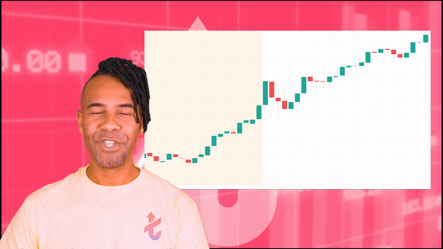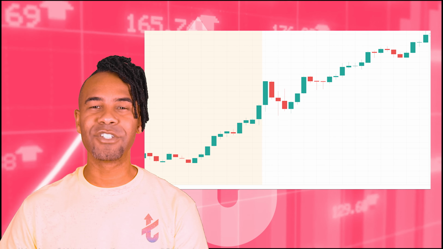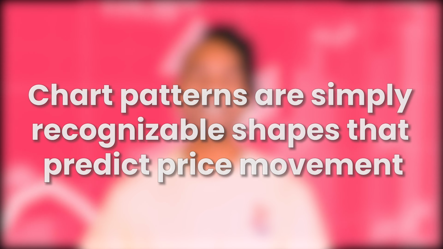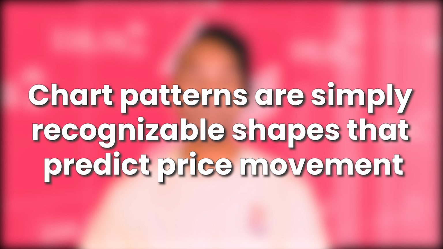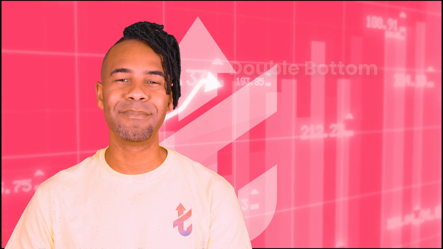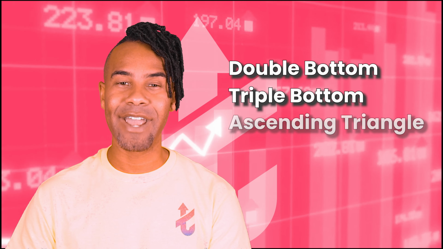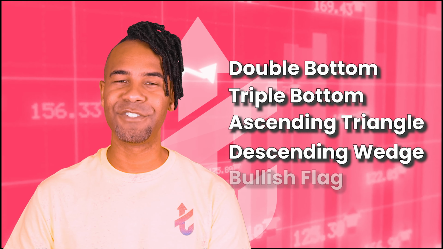A green candlestick shows that an asset's price is moving up. We know this because the closing price is higher than the opening price. When you combine multiple candlesticks, they form a direction, confirming price is in an uptrend or a downtrend. You can add additional confluence or confirmation of trend direction by taking into account chart patterns. Chart patterns are simply recognizable shapes that predict price movement. I have 5 favorite bullish chart patterns: double bottom, triple bottom, ascending triangle, descending wedge, and the bullish flag.